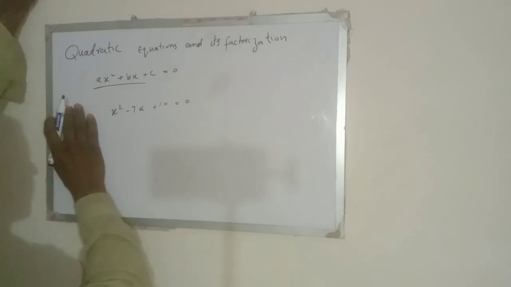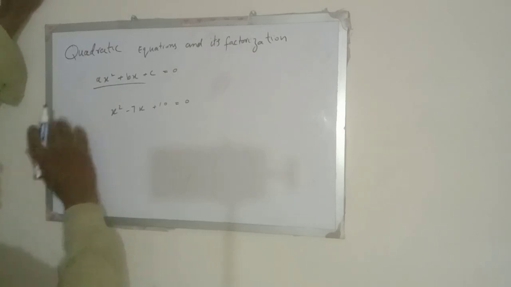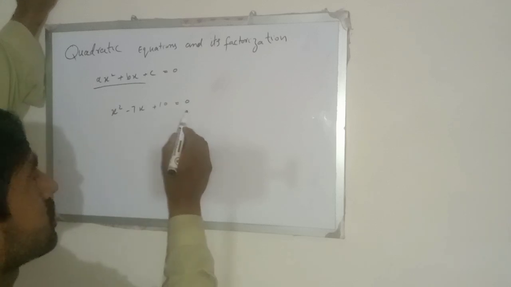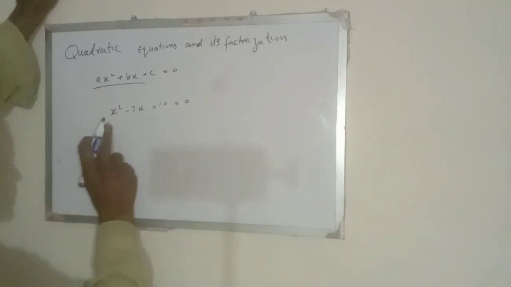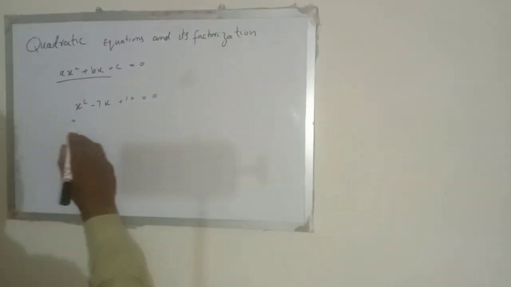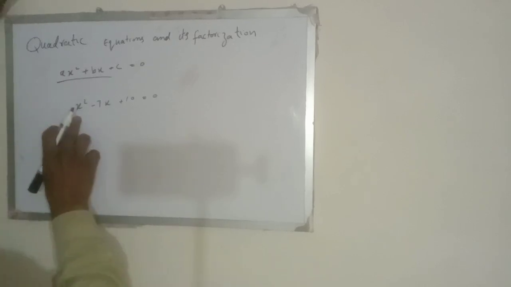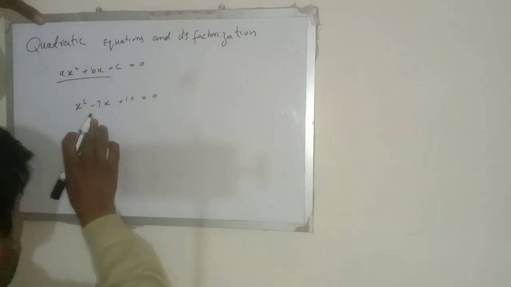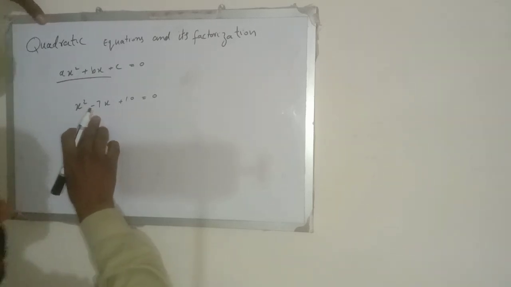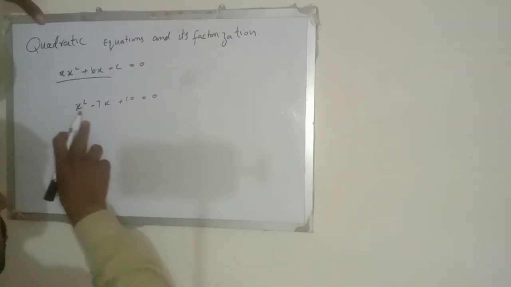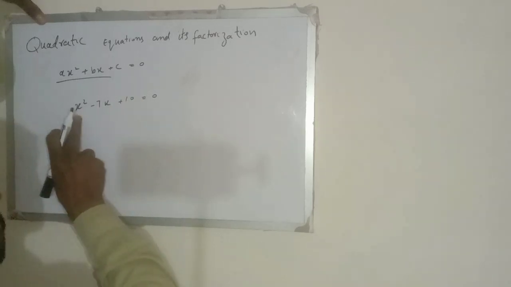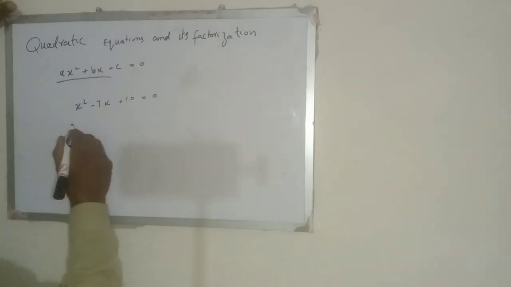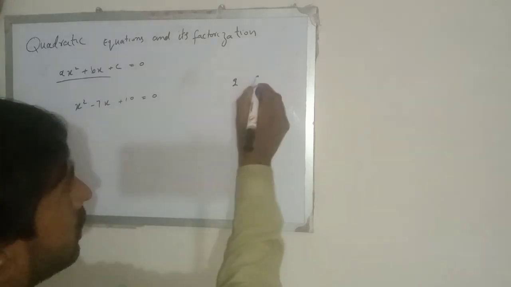Now we understand quadratic equation factorization. This is a quadratic equation, and we understand its factorization. To factorize this equation, we choose two numbers whose multiplication is equal to 10 and whose addition is equal to 7. So these two numbers are 2 and 5.